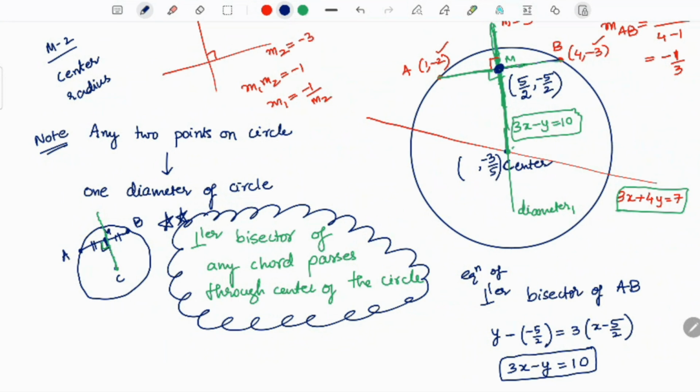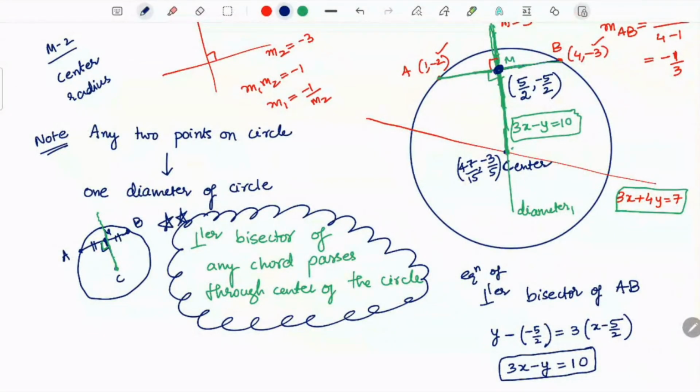So what would be x? 10 minus 3 by 5, that is 47 by 15. Is the calculation right? Yes, sir. Okay. Then what would be the equation of the circle now?